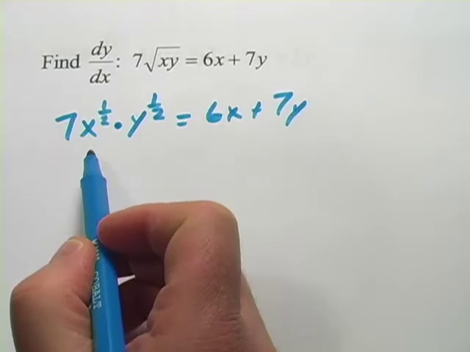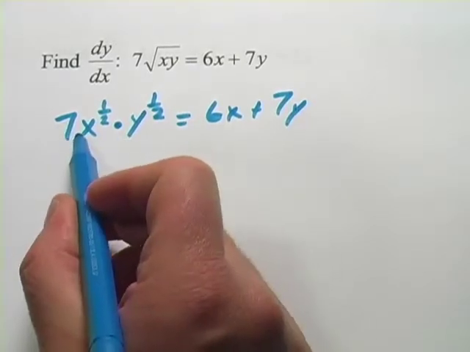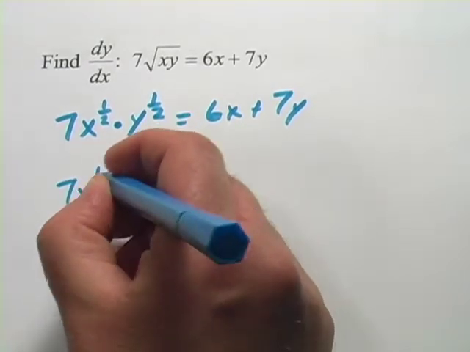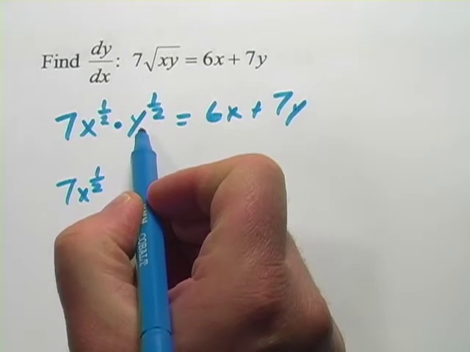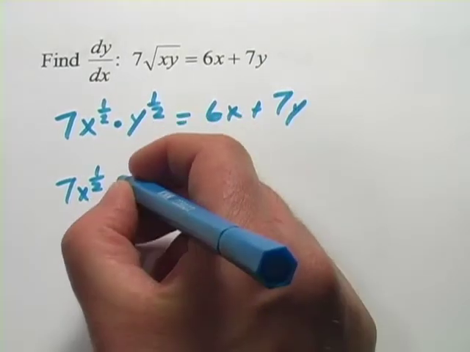So to start taking the derivative, we're going to apply the power rule here, and I'm going to take the first thing times the derivative of the second thing. So the first thing is 7x to the 1/2. The derivative of this second thing is 1/2 times y to the negative 1/2.